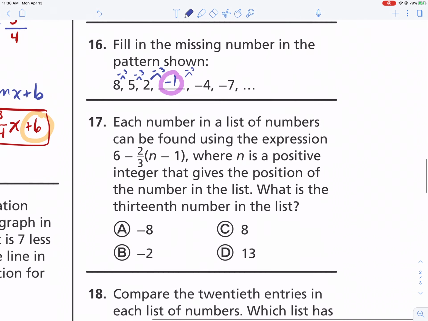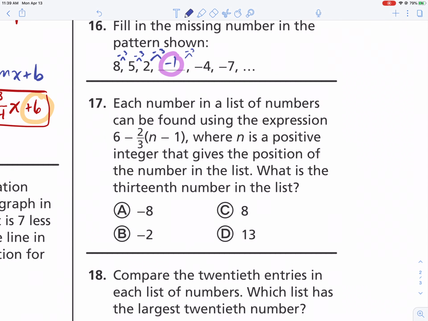Okay, number 17. This one gives us an expression, 6 minus 2/3 parentheses n minus 1, where n is the positive integer that gives the position of the number in the list. And it says, what is the 13th number in the list? So in this case, think about it, what number should we plug in? Well, we want the 13th number. So does that mean we're just going to pick 13? No, that's not what it's asking us. So we're going to take that expression and plug in the number 13. So we're going to say 6 minus 2/3, 13 minus 1.